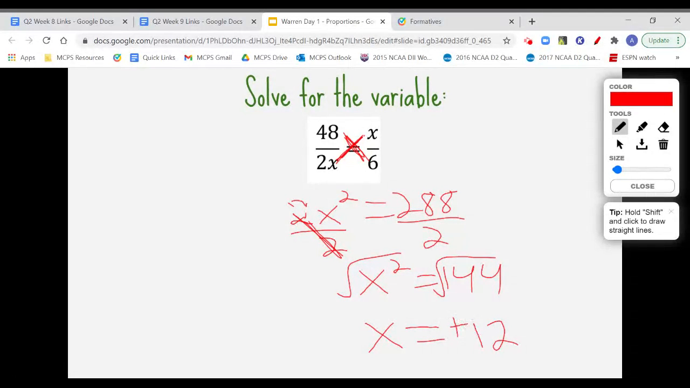But always make sure that when I take the square root of both sides, I am leaving my answer with a plus or minus, because I could plug negative 12 or positive 12 in here and both of them would work with the solution. So hopefully that was a helpful reminder as to how to solve proportions.